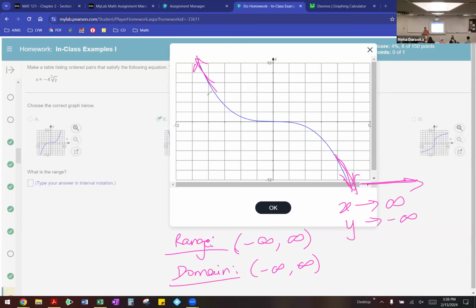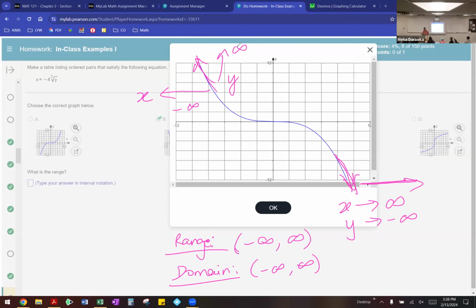This arm of our graph, as it goes up, it's also going left. So on the x-axis, it's headed towards negative infinity. On the y-axis, it's headed toward positive infinity. So yeah, your domain and range is going to be all real numbers, negative to positive infinity.